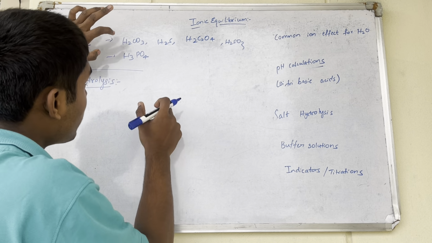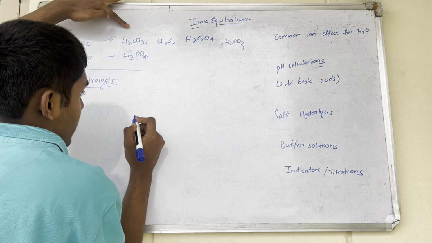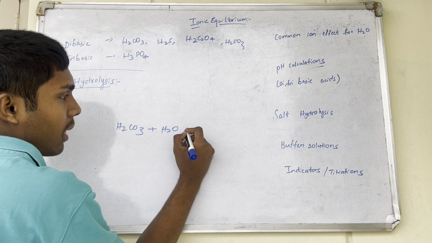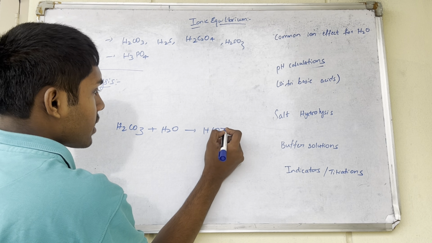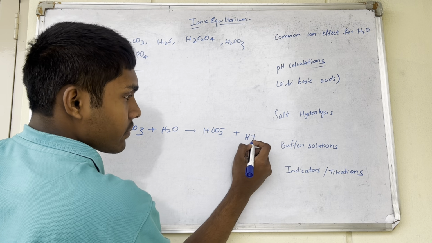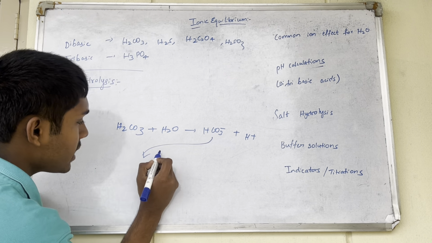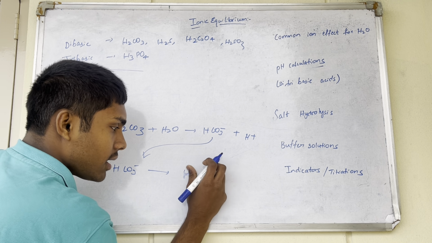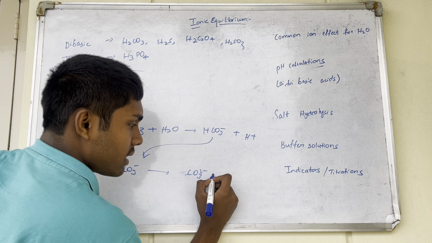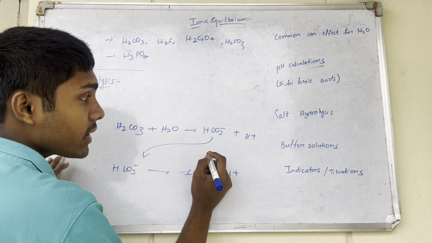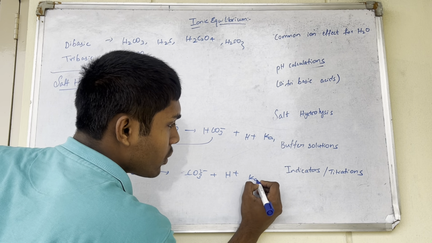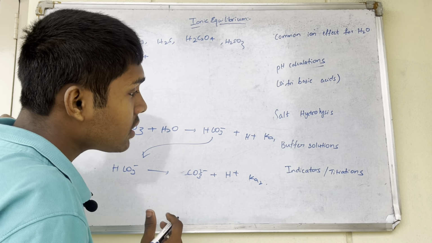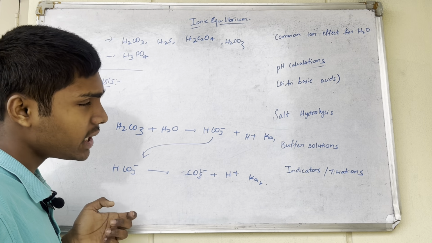For example, H2CO3 will dissociate with H2O as HCO3 minus ion plus H plus ion, right? Again, this will further dissociate: HCO3 minus will dissociate as CO3 2 minus plus H plus. So you will have Ka1 and Ka2. So these are the two things it's going to have. Similarly for H3PO3, we're going to have Ka1, Ka2, Ka3. You can deal with them.